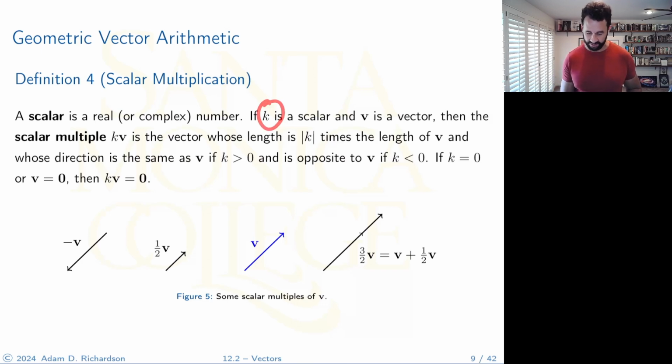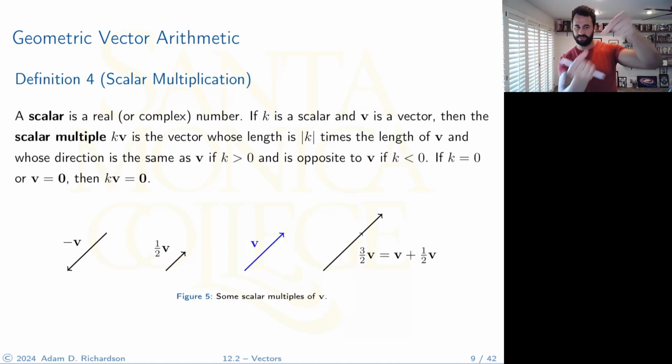So if k is a scalar and v is a vector, then the scalar multiple k times v is the vector whose length is the absolute value of k times the length of v, and whose direction is the same as v if k is positive, or opposite of v if k is negative. If k is equal to 0, or if we're dealing with the 0 vector, then kv is equal to 0. Intuitively, we're literally just scaling the vector. We're stretching it or shrinking it. We're not changing its direction, we're just changing its length. That's all it really does.